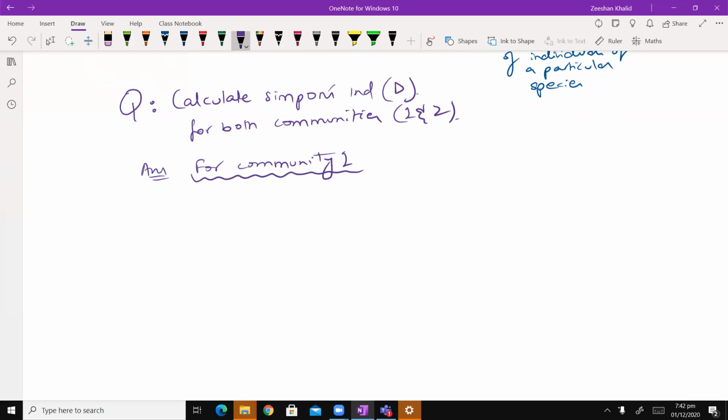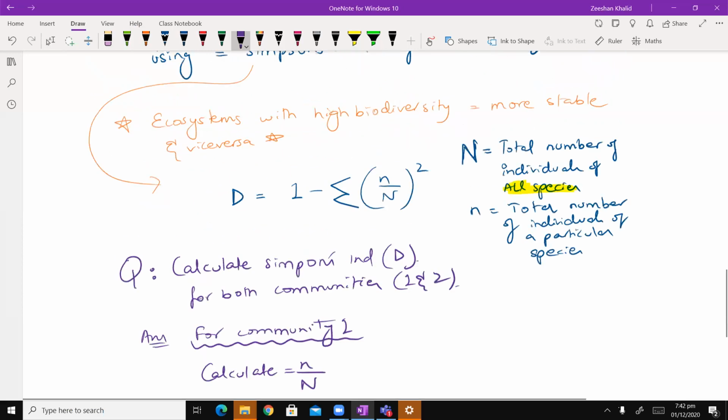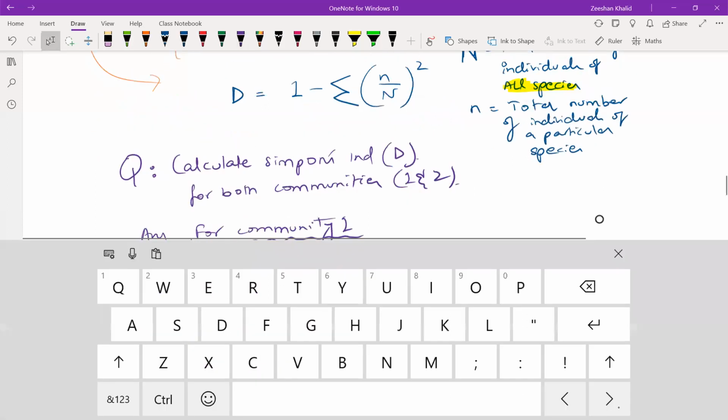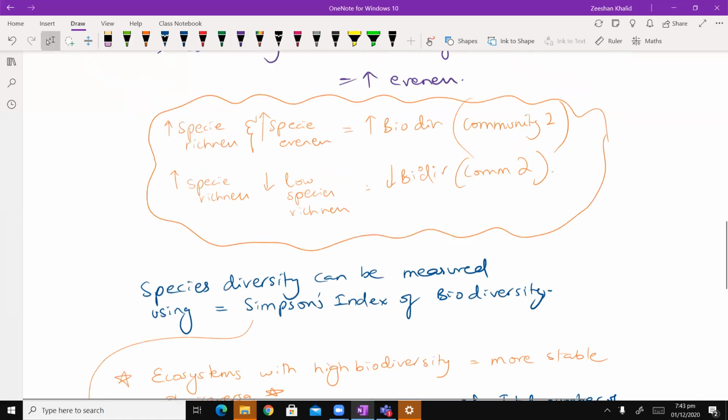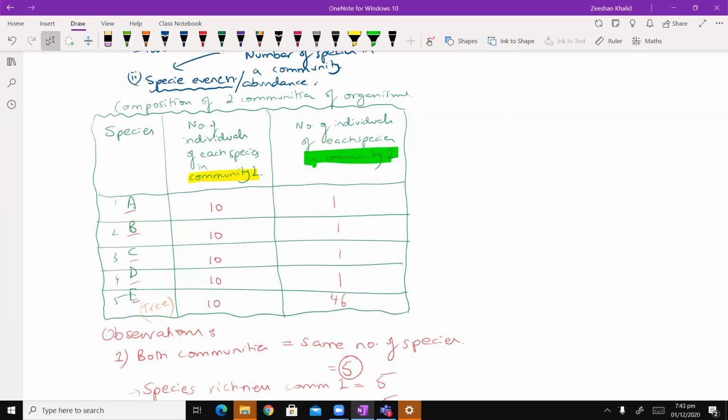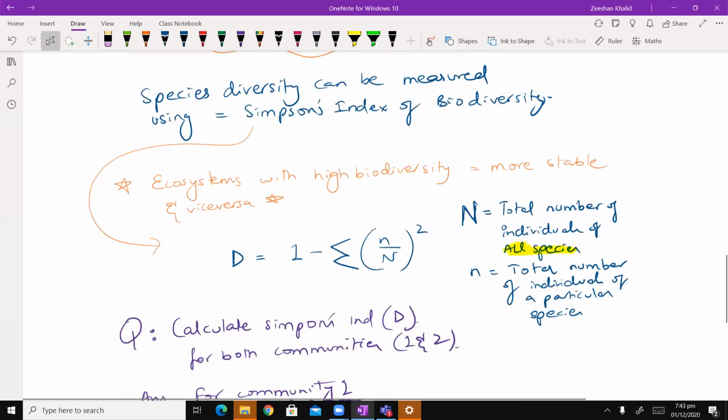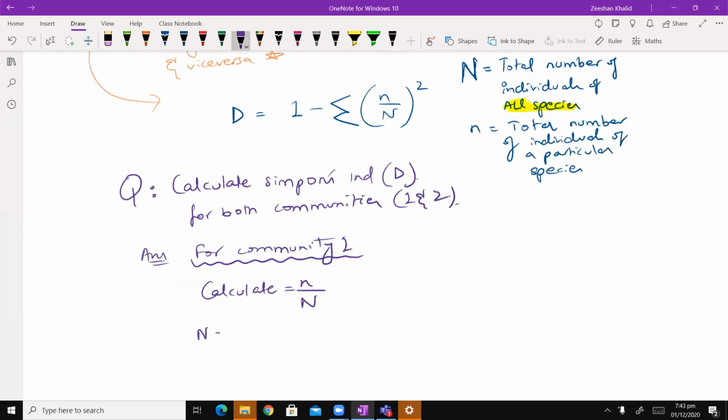Now, the first step is that you always calculate. In the exam you won't have to do the entire procedure. But again, since it's the first time, it's good that we go through all of this. Now, if I go back to the table, I can see capital N for community one. We're just considering community one. The capital N is the total number of all species. So that's 10 plus 10 plus 10 plus 10 plus 10, and that is 50. So capital N is 50.